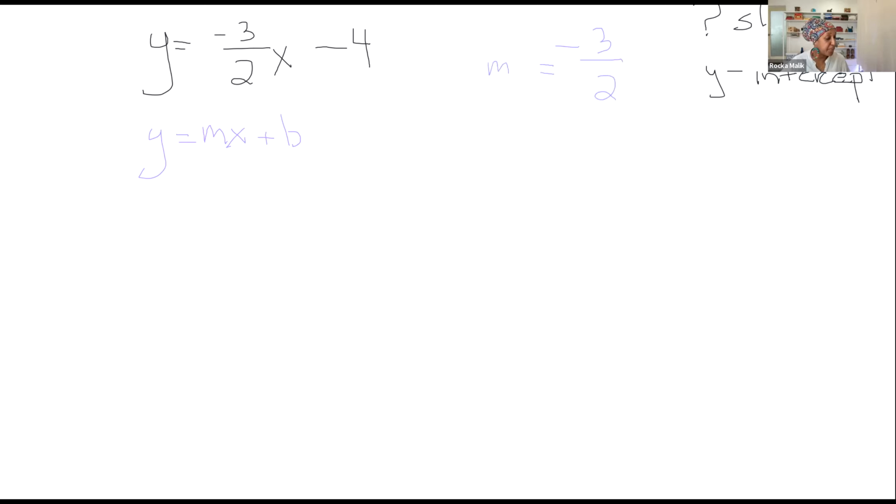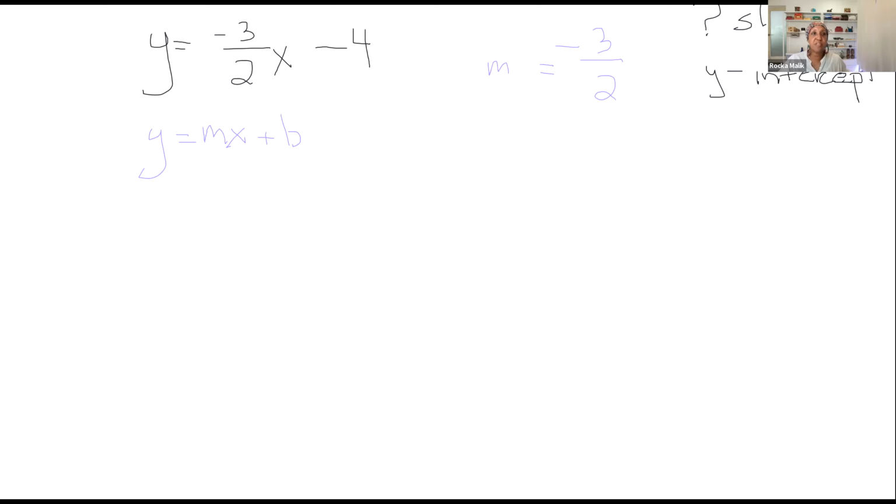I'm gonna pick somebody. I'm not picking on you, I'm just going up and down. Shayla, what does my line look like? Am I driving uphill or downhill? Downhill, good job. Because my slope is negative, I'm driving down the hill.